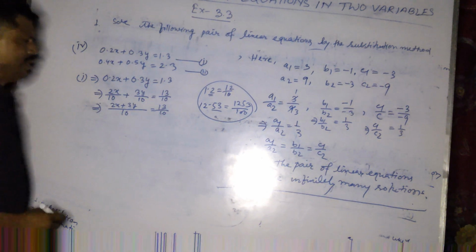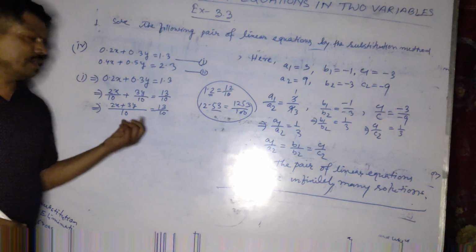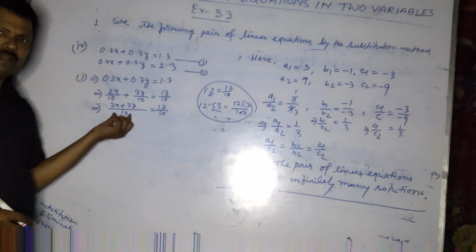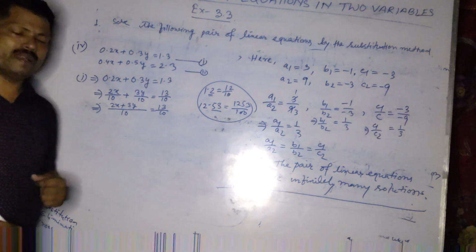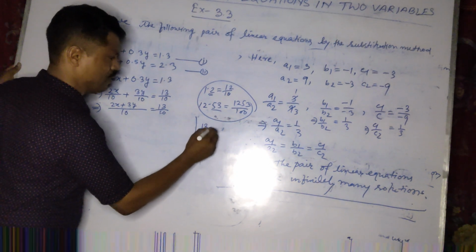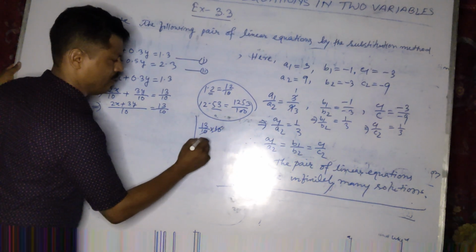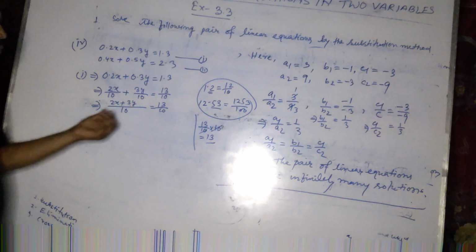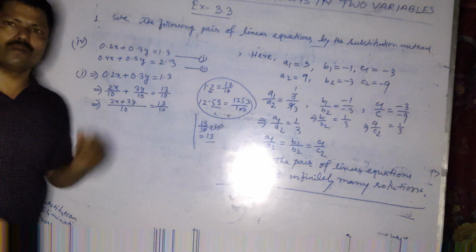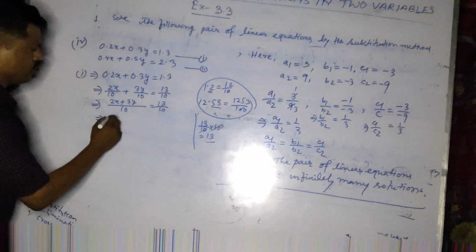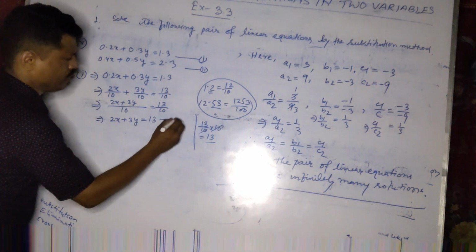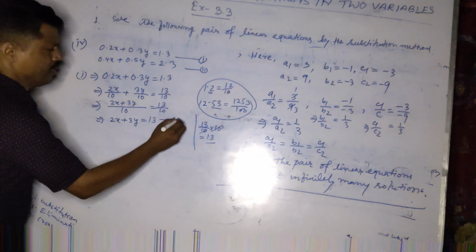Both sides have denominator 10, so we can cancel this. Or in 2x plus 3y, 10 is divided on the left hand side, so it will be multiplied on the right hand side: 13 by 10 into 10, that will be only 13. If the denominator is the same, then the numerators are also the same. So 2x plus 3y is equal to 13. We write this as equation number 3.